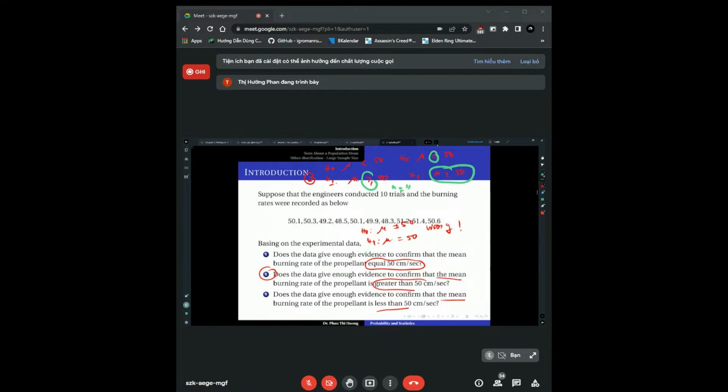So that's the reason why I told you in question 1, if you write H1 is mu equals 50, it's totally wrong. The equality never happens in H1. Okay, so returning to the questions, now I rewrite the null hypothesis once more for the given 3 questions.